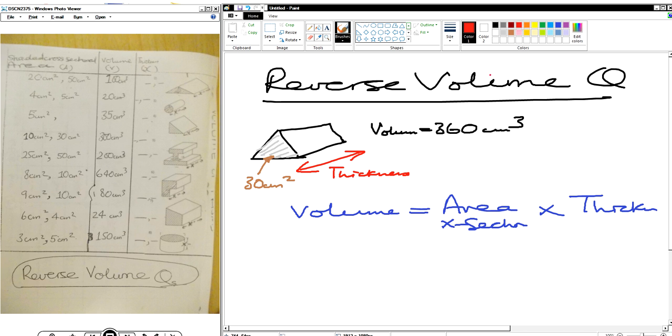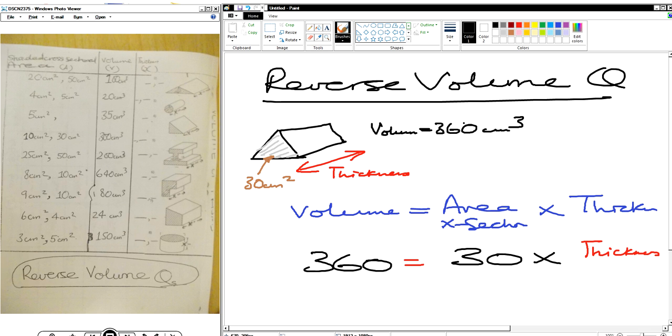So Fahmi, thickness we don't know, is that right? That's what we've got to work out. Do we know what the area of the cross section is? Yeah. What is it? 30 centimeters square. Okay. Khadija, do you know what the volume is? Yeah. What is it? 360. They gave us that, yeah? So they gave you the answer, they gave you part of the question, you've got to work out the other part of the question.